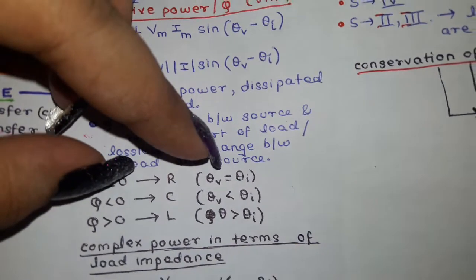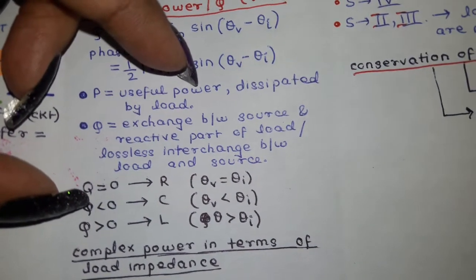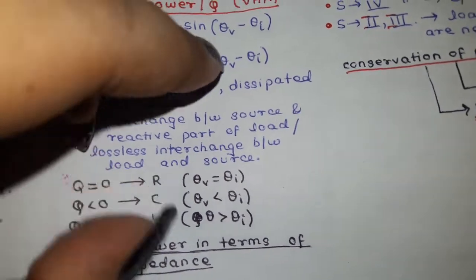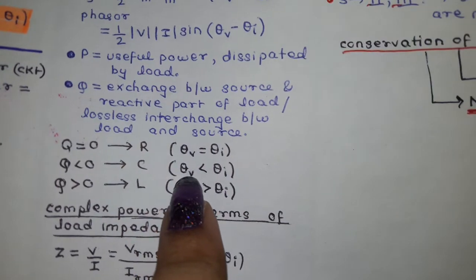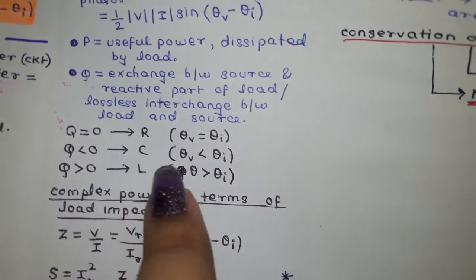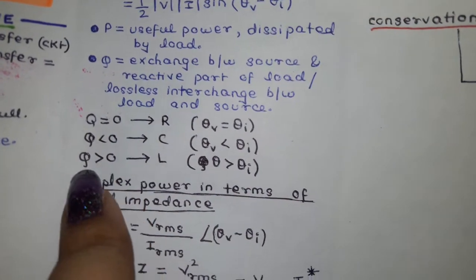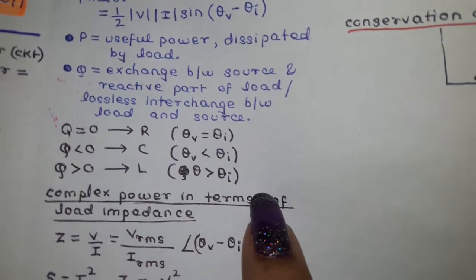It means theta V equals theta I. If Q is less than 0, then we have a capacitive element, a capacitive circuit, or whatever we are dealing with. Then theta V is less than theta I, meaning voltage lags current. Then if Q is greater than 0, we have an inductive circuit, and so is the case.